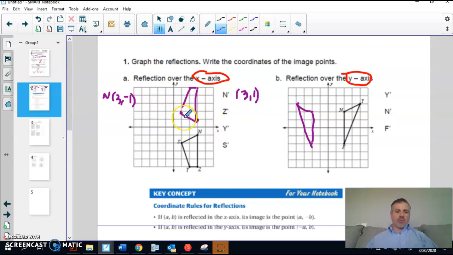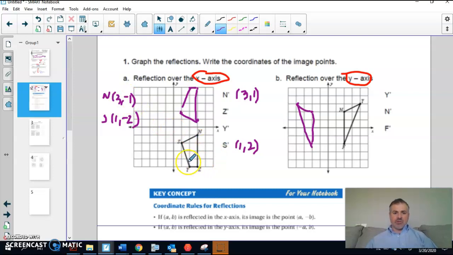So let's do s prime. S is at 1, -2. That's the pre-image point. So we'll look at its image point, which ends up here. Notice it's still at 1, but now it's at +2. So at this point, I think you can see what's going on. It's almost the same ordered pair. The only difference is the y value has changed sign.